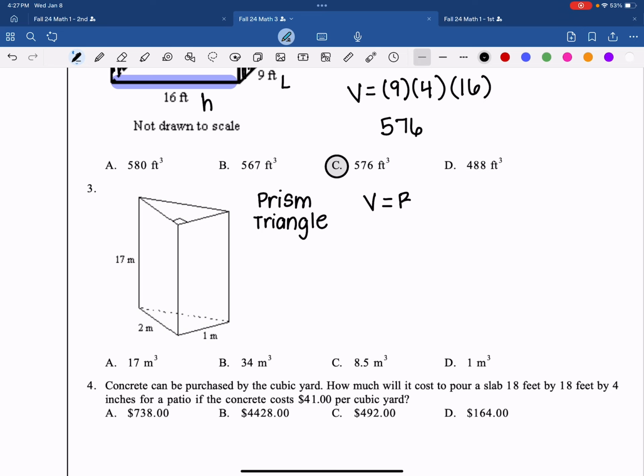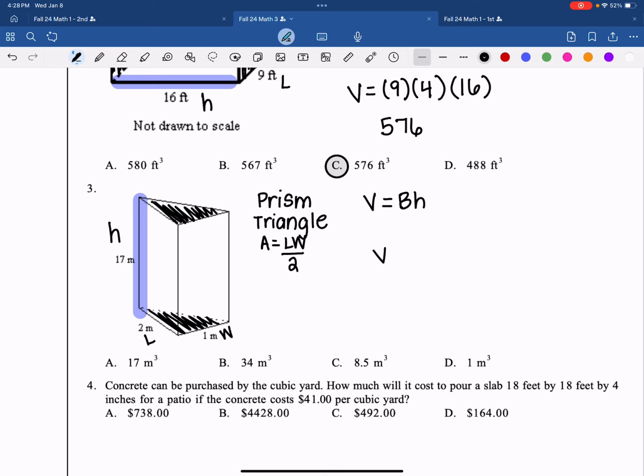All right, so when we think about this, we're still going to be using our formula for volume, which is big B times H. However, because I have a triangle, my area of a triangle is going to be length times width divided by 2. So again, my bases are the two pieces that are parallel to each other. So when I'm looking at this, it's going to be either my length or my width, and then my height is the distance between the two bases, which is 17.